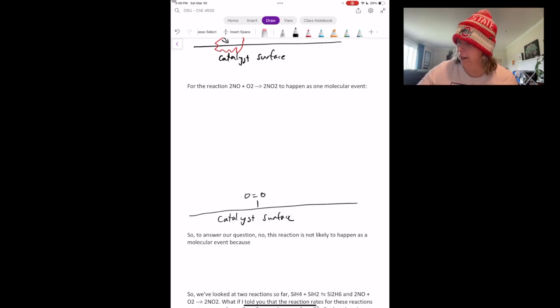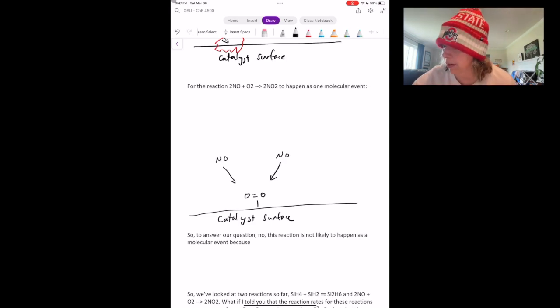Okay, so now I have this oxygen molecule on the catalyst surface. And so now if I had a gas phase, what I would need to do here is basically two NO molecules would have to collide with this oxygen molecule. Maybe this is a little bit easier than the last case due to the fact that this oxygen molecule is stuck to the surface, but still this is going to be a pretty rare event.